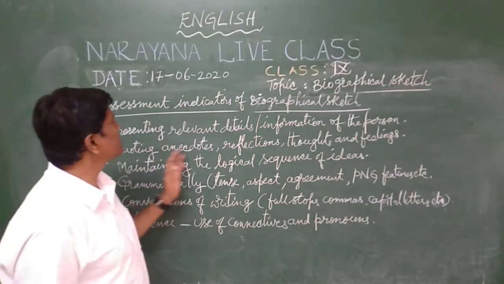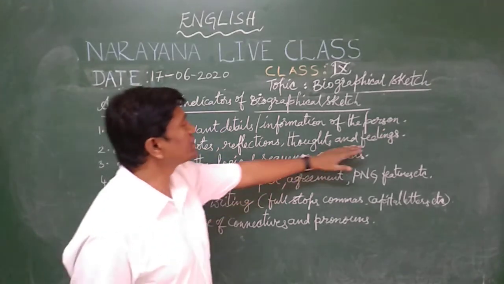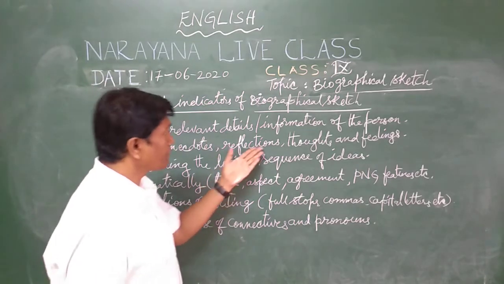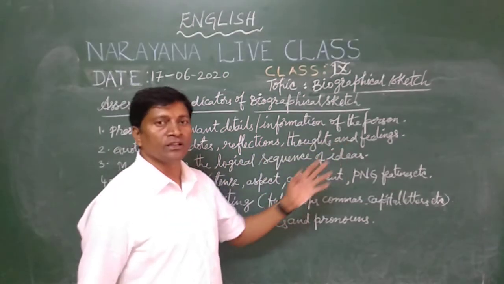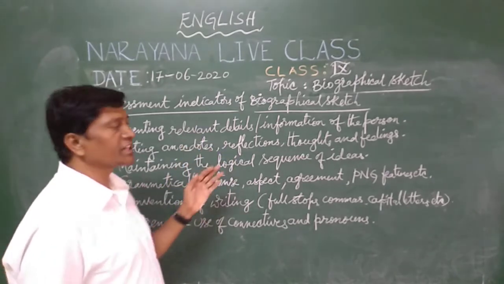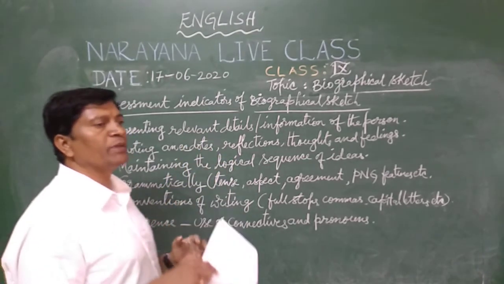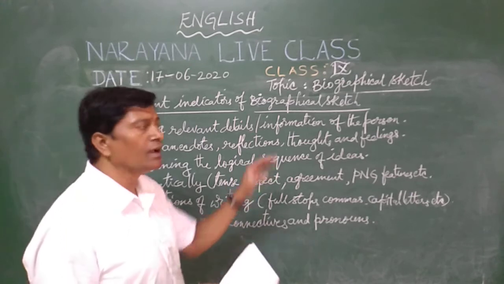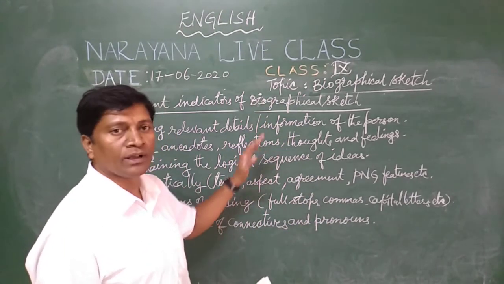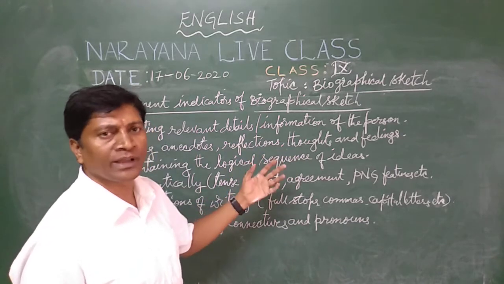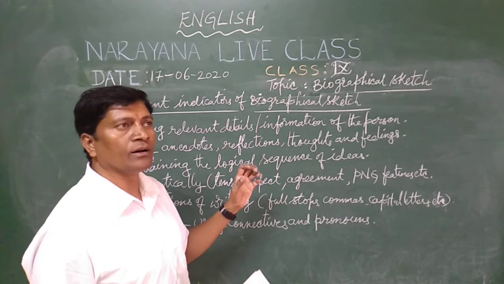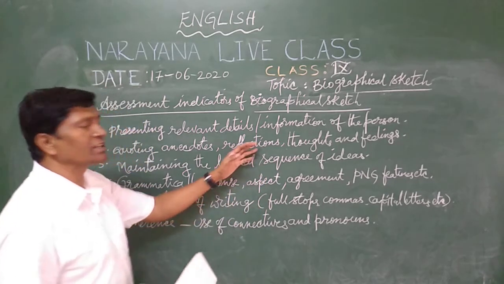Next, quoting anecdotes, reflections, thoughts and feelings. Anecdotes means here one after the other incidents in his life. Reflections, thoughts and feelings: that person's thoughts and feelings we have to write one by one. Is it clear? Sometimes we may not write only the particular details given in the topic, that tabular form. We can add some extra information also. If you know about that person very perfectly, then only we can add some extra information.